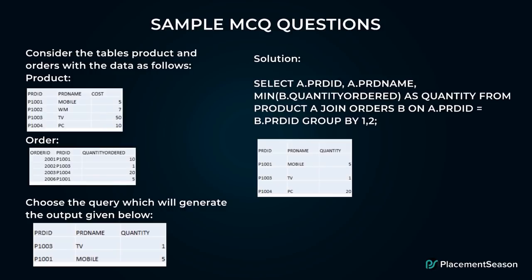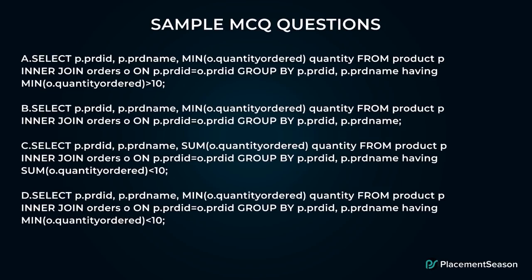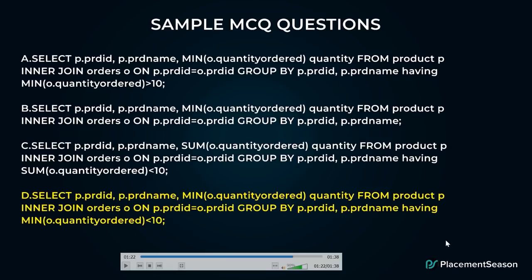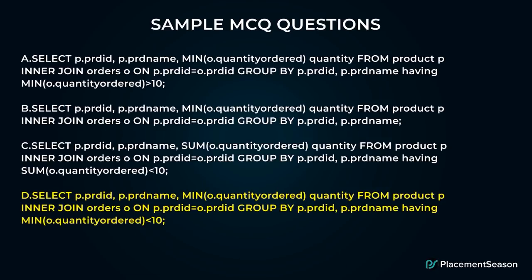Let's check the options. So yeah, we have the minimum of quantity ordered greater than 10, less than 10, like that. If you check all these options, the correct option would be product ID, product name, and then minimum of quantity ordered from the table, and we have the join and group by. We have a having clause: minimum of quantity ordered should be less than 10. So for this query, we will have the given output.